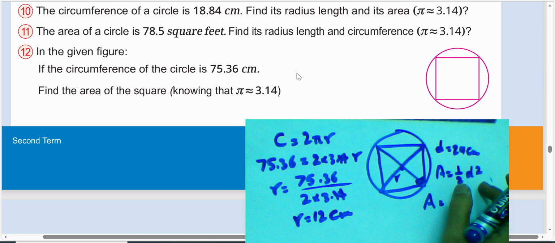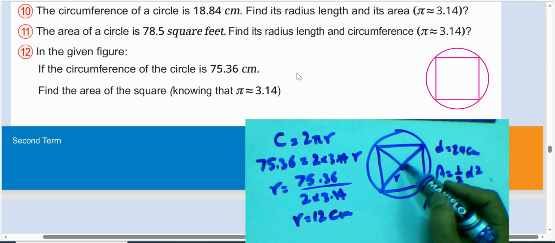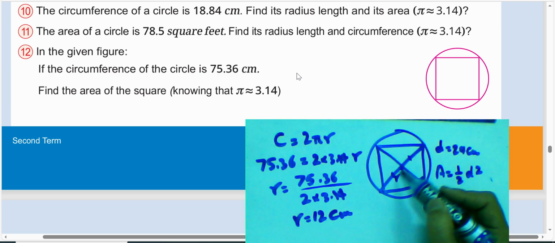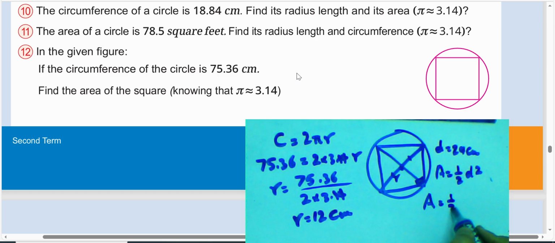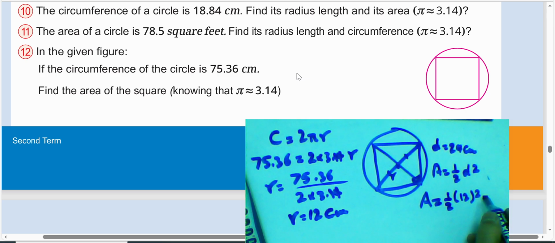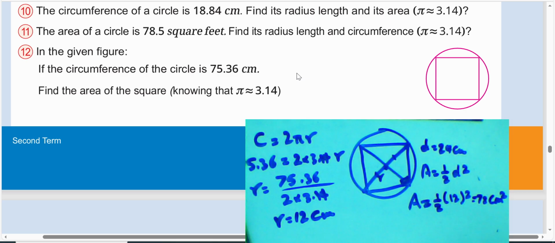Diameter power 2, or if we have the side we can write side times side, but this line segment we called the radius. The diameter in the circle is the same diameter in the square. Then half times diameter power 2, 24 power 2, divided by 2, the result will be 288 square centimeters. Then the answer will be 72 square centimeters.